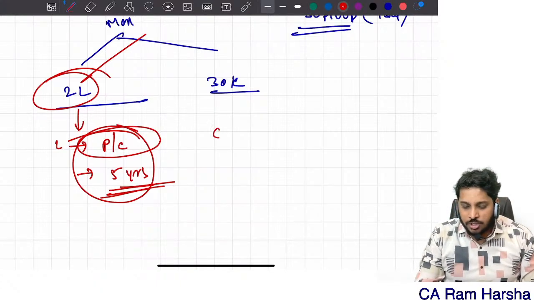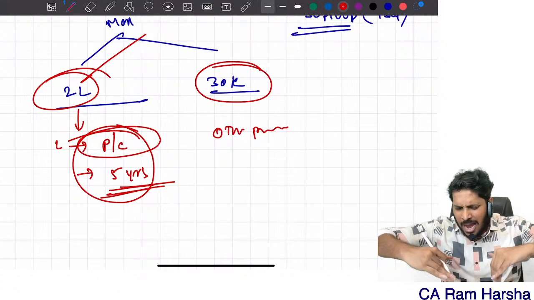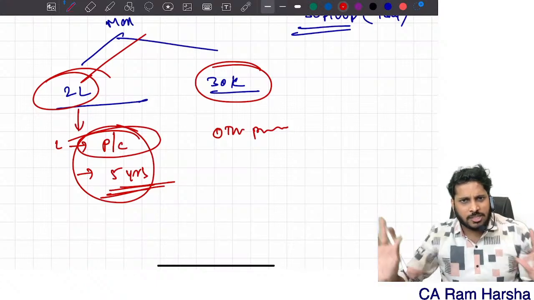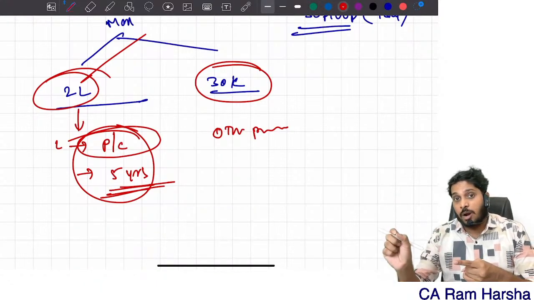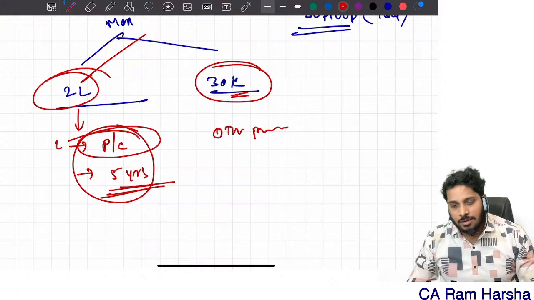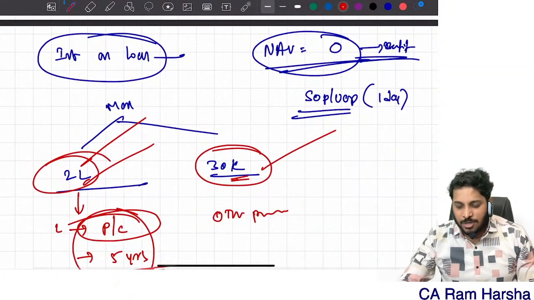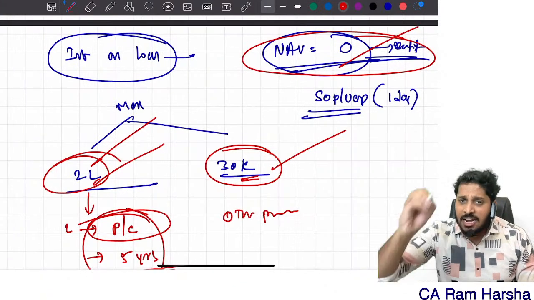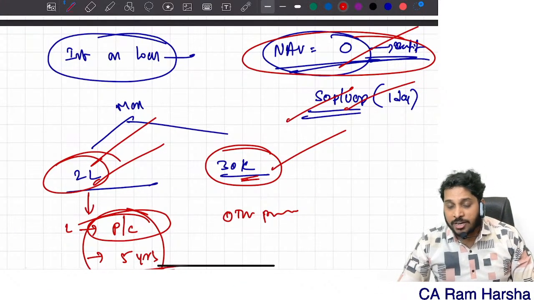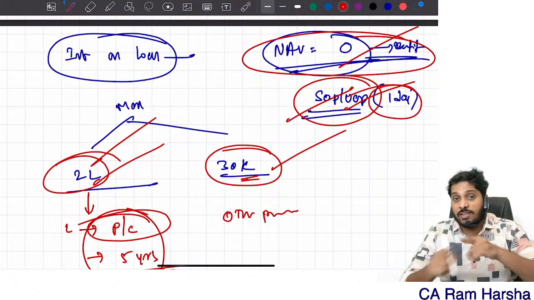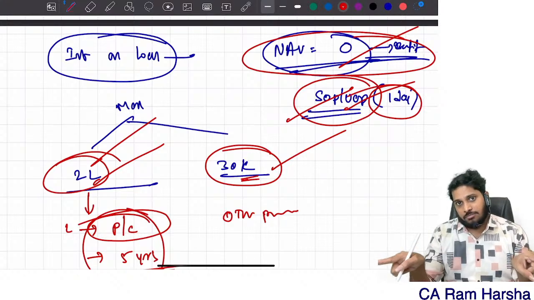Suppose the loan is borrowed for another purpose, then the maximum interest deduction is how much? 30,000. I will also tell you how different problems come. If you understand this concept, application is quite easy. Sir, this 2 lakhs limit or 30,000 limit is applicable when? If NAV is equal to 0. When can I claim NAV equal to 0? If it is self-occupied or unoccupied, meaning it is not rented at all in the entire year for which you are the owner.